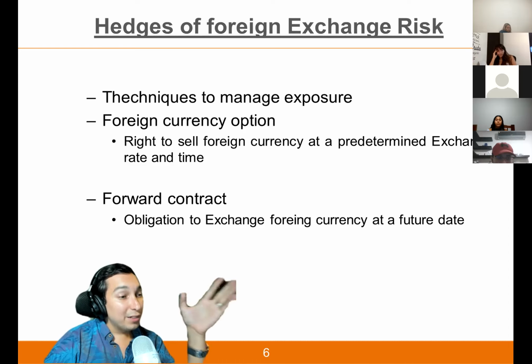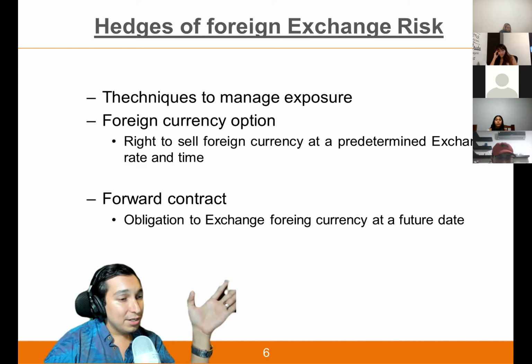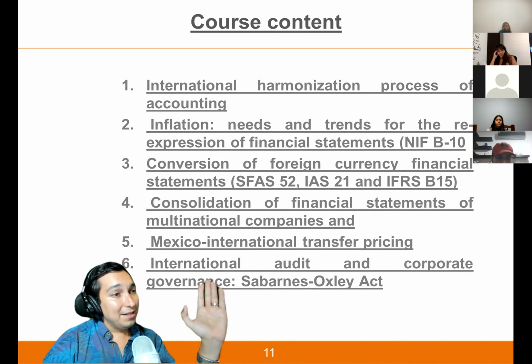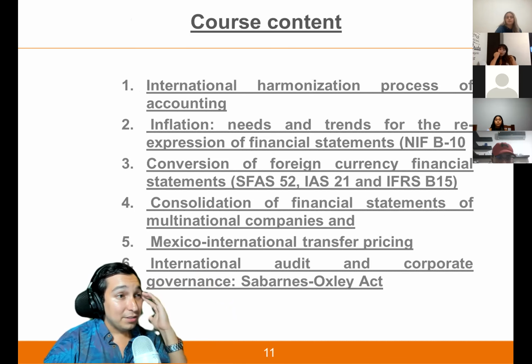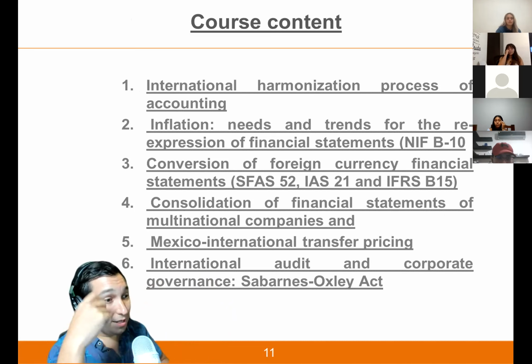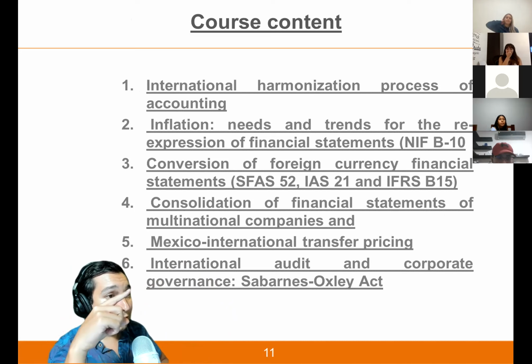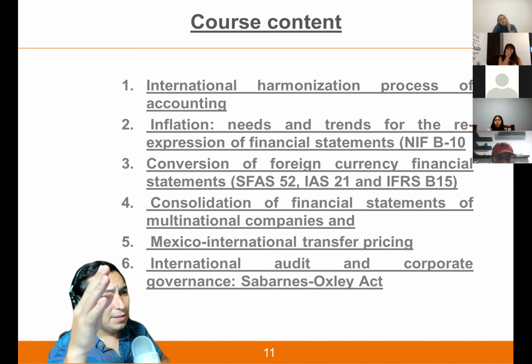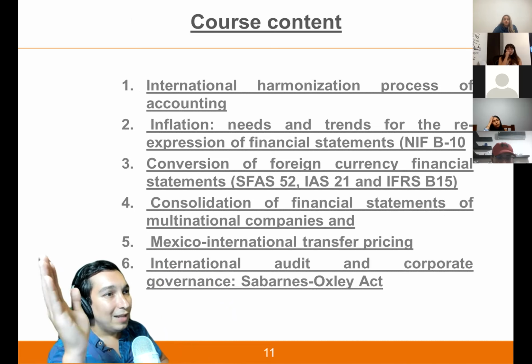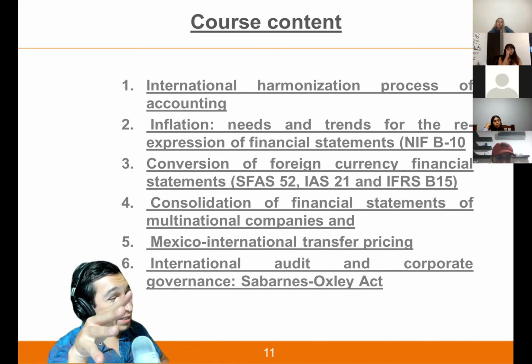So we were speaking about the currency exchange risk. This is a way to mitigate it. This is the course content, guys. International harmonization process of accounting. This is the syllabus. I didn't do that. Nobody asked me. There are good things, very hard things in there. International harmonization process, pure theory. That's the boring part. Inflation needs and trends for the expression of financial statements. It gets tricky, not that hard.